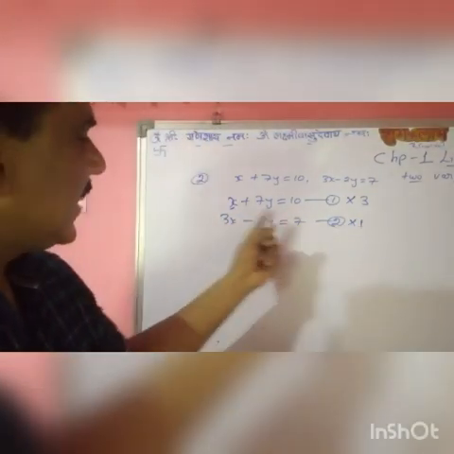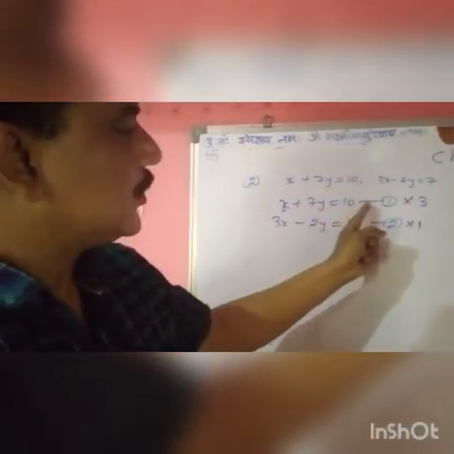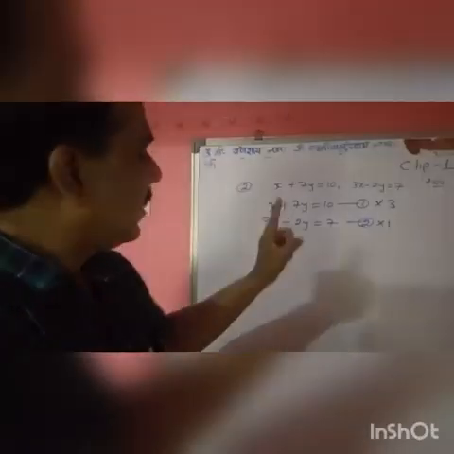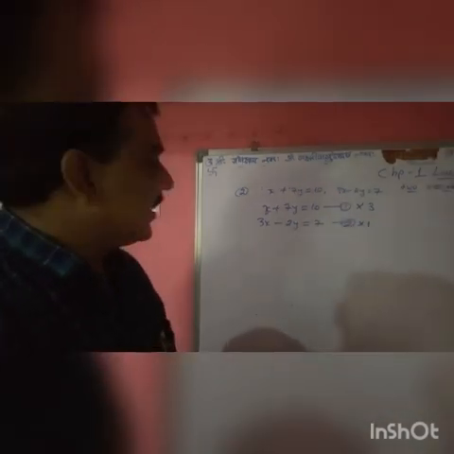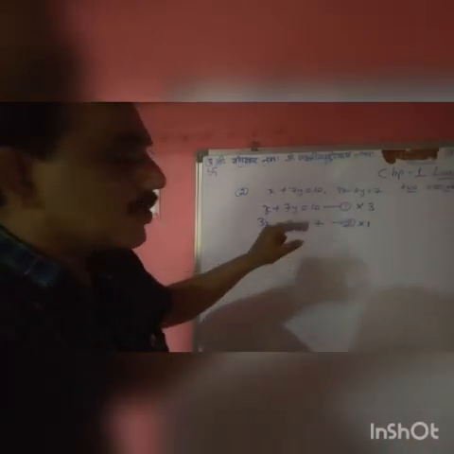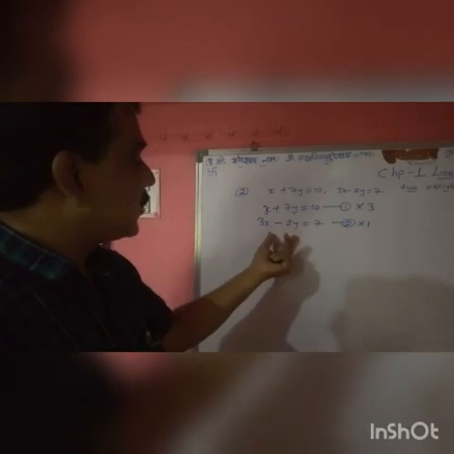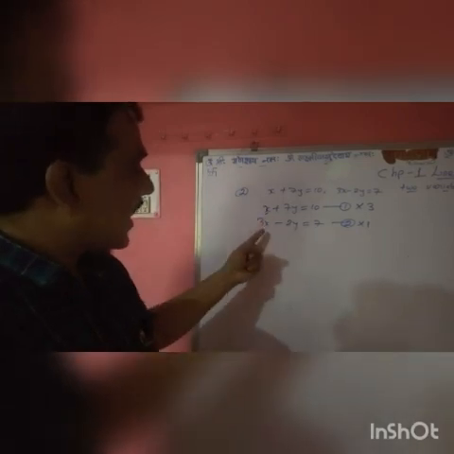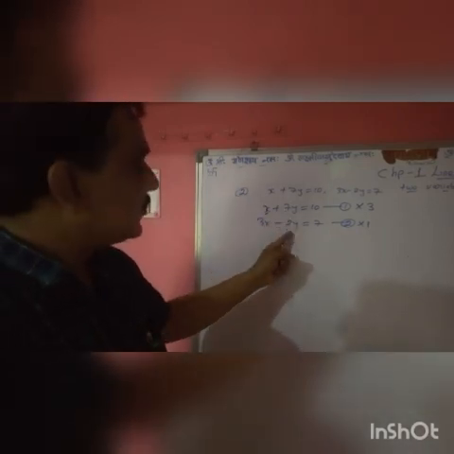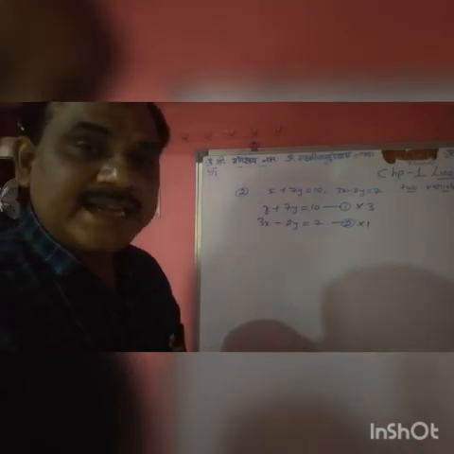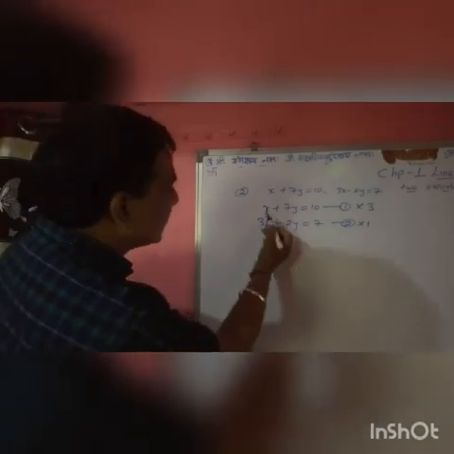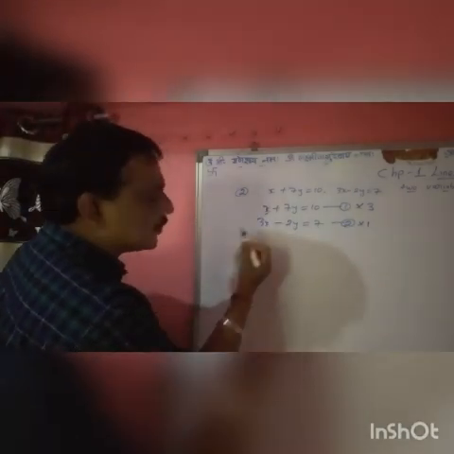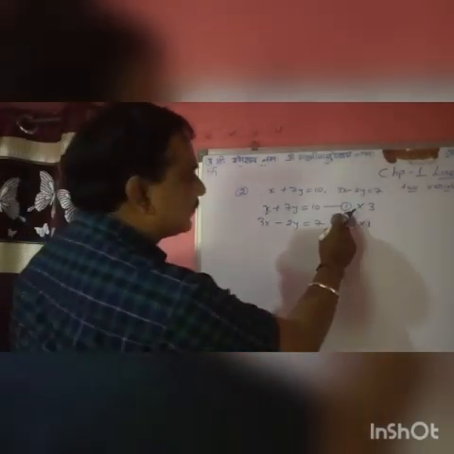How did I make it equal? x plus 7y is equal to 10, that is equation 1. 3x minus 2y equal to 7, that is equation 2. When the variables are not the same, here x and 3x, here 7y and 2y, then we have to make them equal. And how to make it equal? Just see the coefficient. x has coefficient 1, x has coefficient 3, and cross multiply.